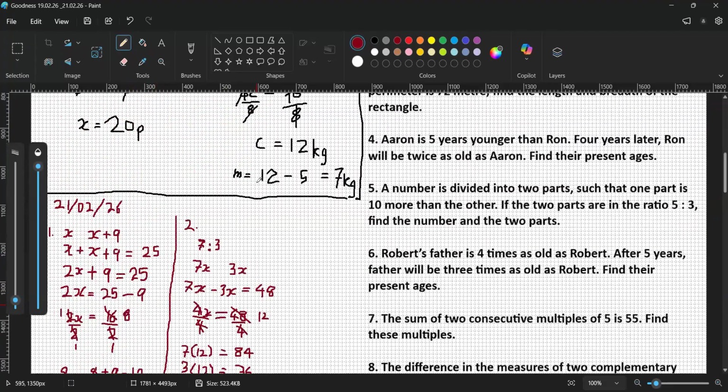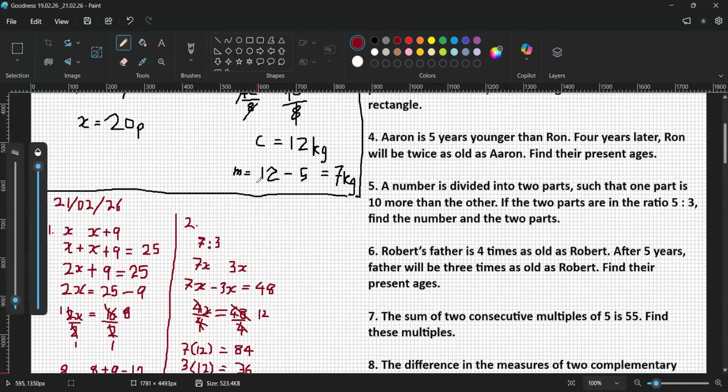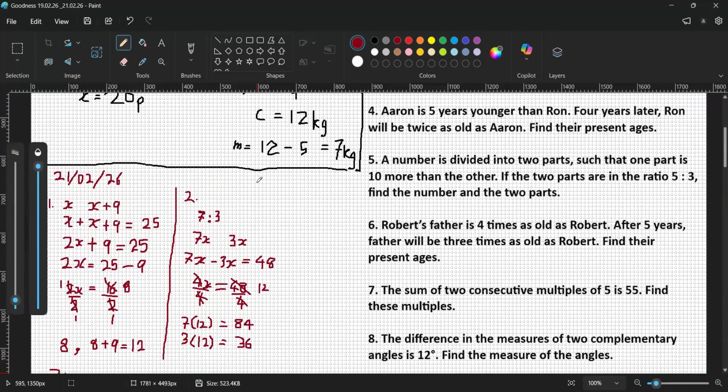Okay, so you understood every step there, right? Yes, sir. Okay, let's quickly go to number 4. Number 4 says Aaron is 5 years older than Ron. 4 years later, that's in the future, of course, Ron will be twice as old as Aaron. And the question now says, find their present ages. Okay, so let me ask you, what's your approach for this kind of question? How would you approach it?